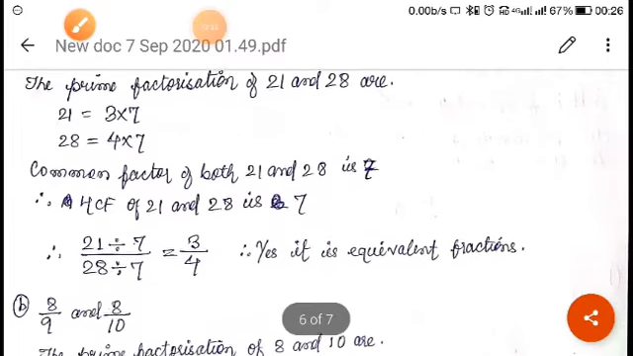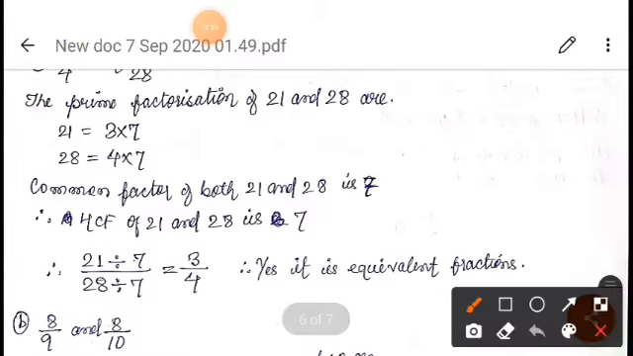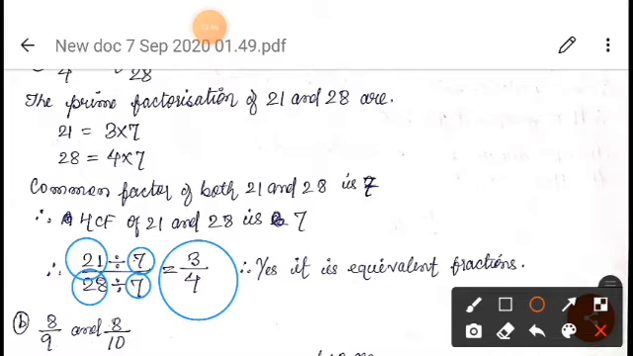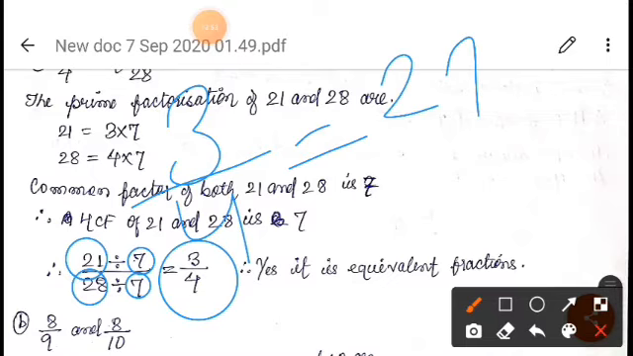Now after that we will divide, right? We have divided 21 by 7 and 28 by 7, so we have got 1 by 3 and 3 by 4. So this is the same, right? As you can see, in the question it was 3 by 4, which is 21 by 28.